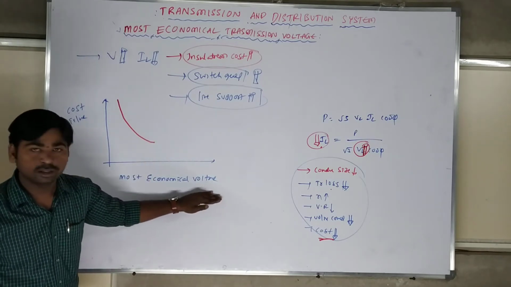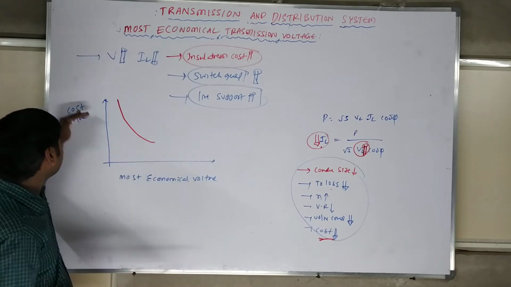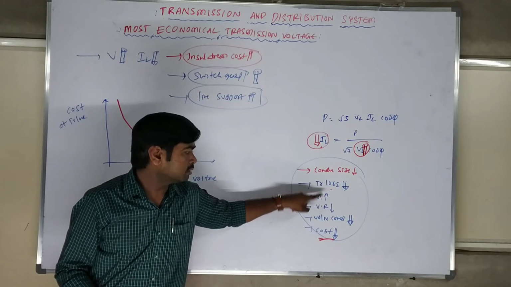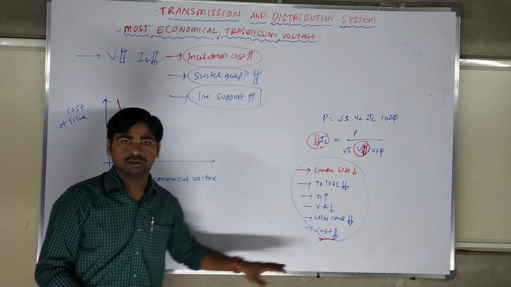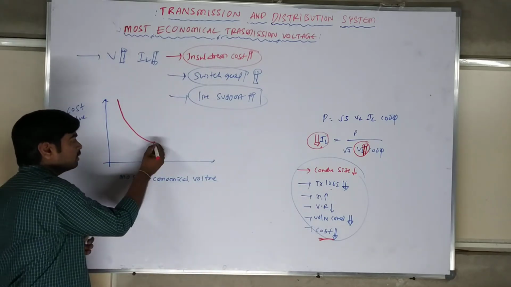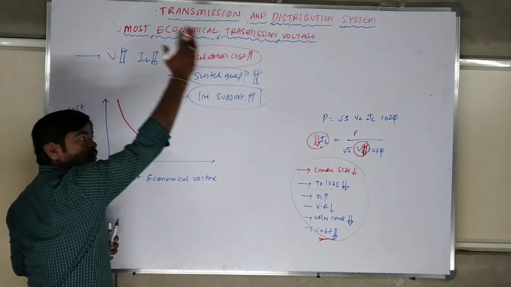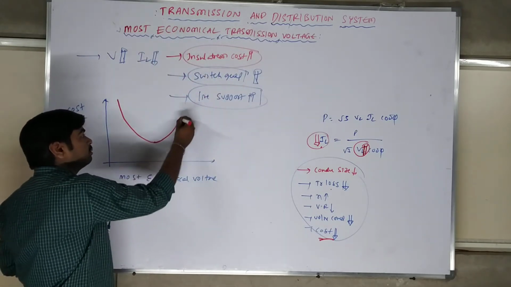Initially, as the voltage increases, the cost should decrease because the current decreases, so the transmission line cost decreases and the volume of the conductor decreases. The cost decreases up to this mark. After that, if we keep increasing the voltage, again the cost is incremental.